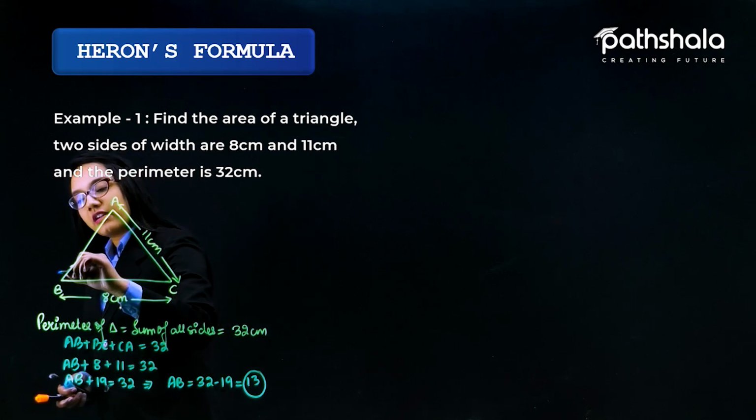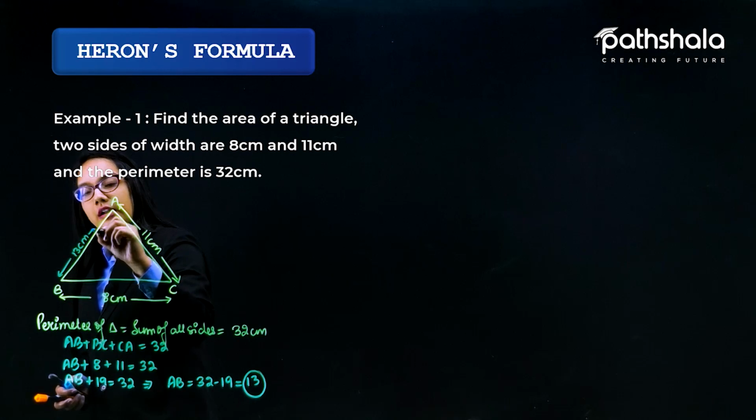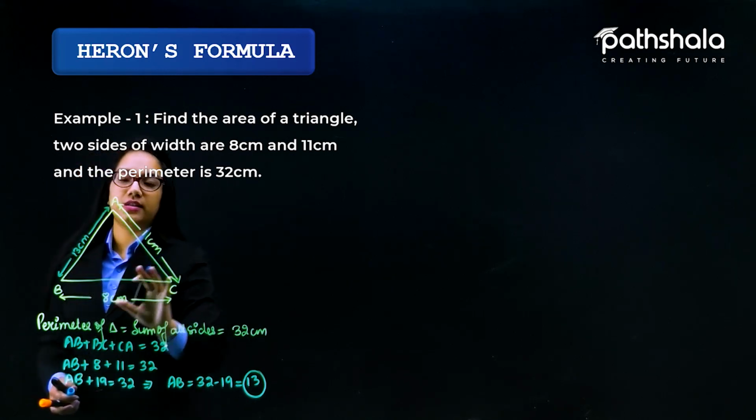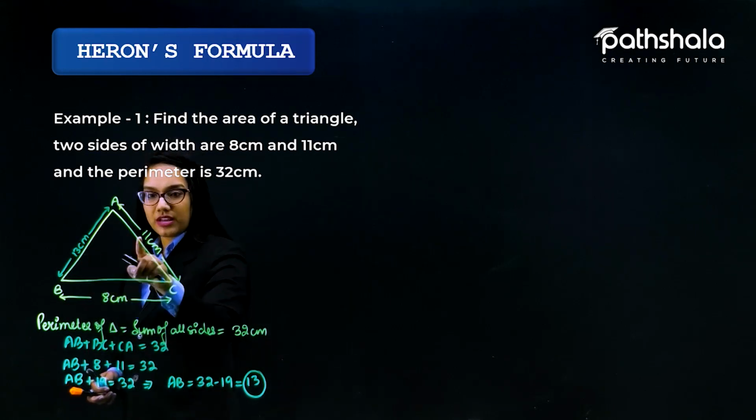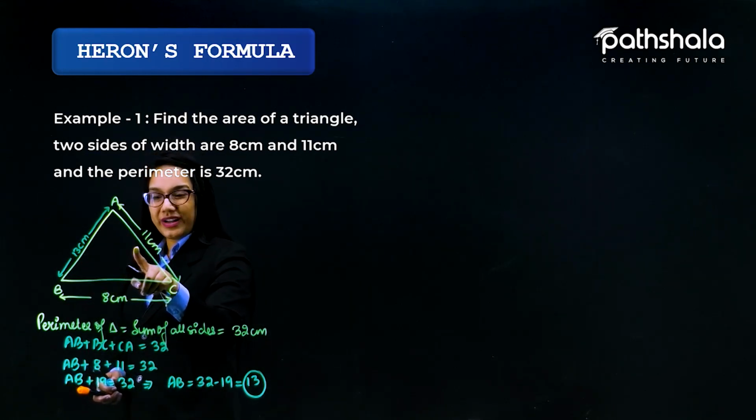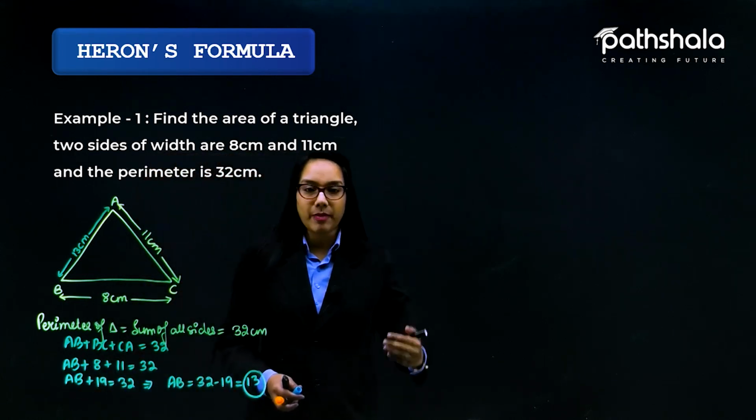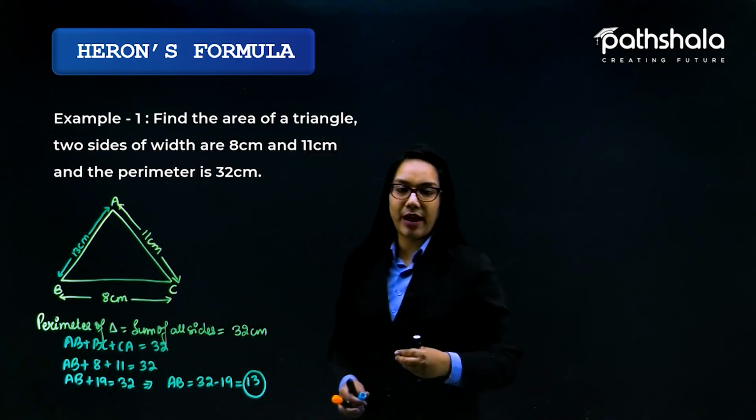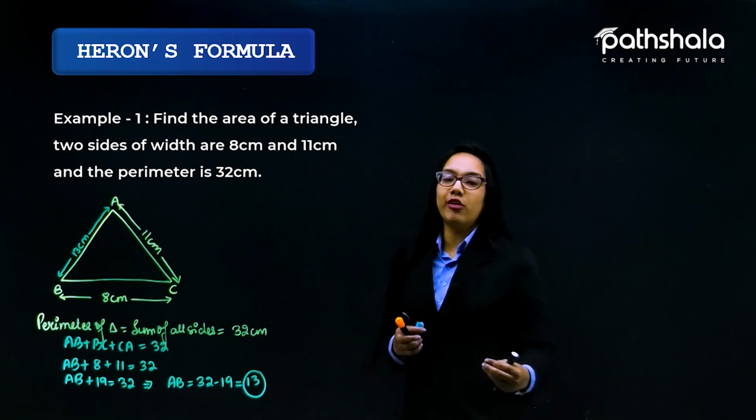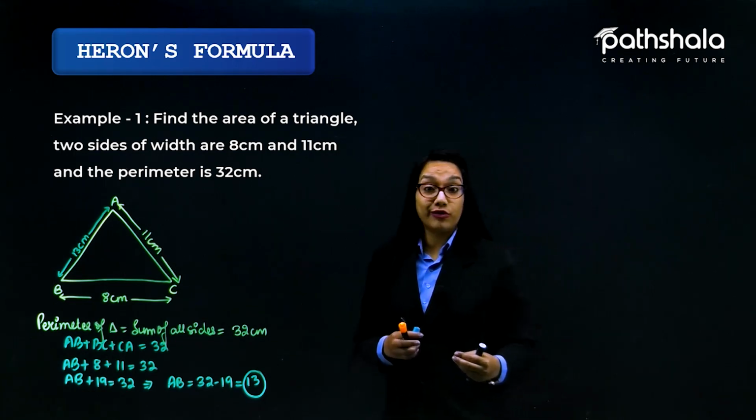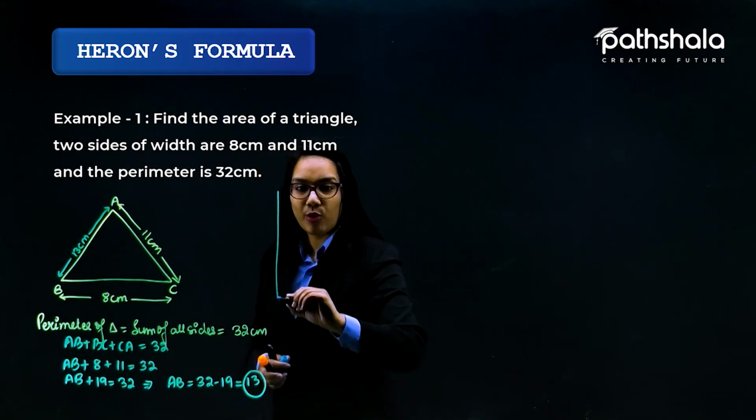Let me write here that AB is coming out to be 13 centimeters, and we can also check by adding all the sides whether the perimeter comes out to be 32. 13 plus 11 is 24, and 24 plus 8 is definitely 32. So using the perimeter, we have calculated the third side as 13 centimeters. Now we can find the area of this triangle using Heron's formula.